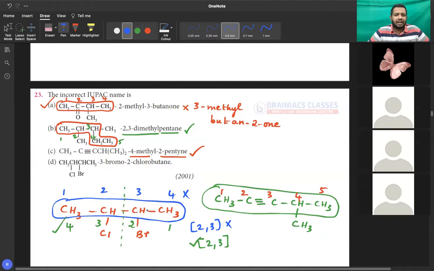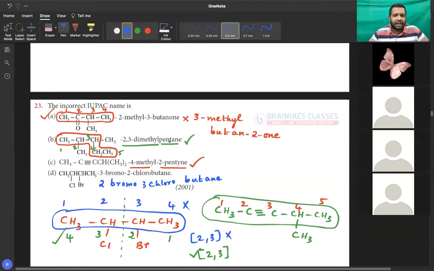So what is the answer here? I can say, the answer should be chloro bromo. So alphabetically bromo will come. So it should be 2 bromo. This is wrong. It should be 2 bromo. Then this should be 3 chloro butane. So here two of them are wrong, I think.